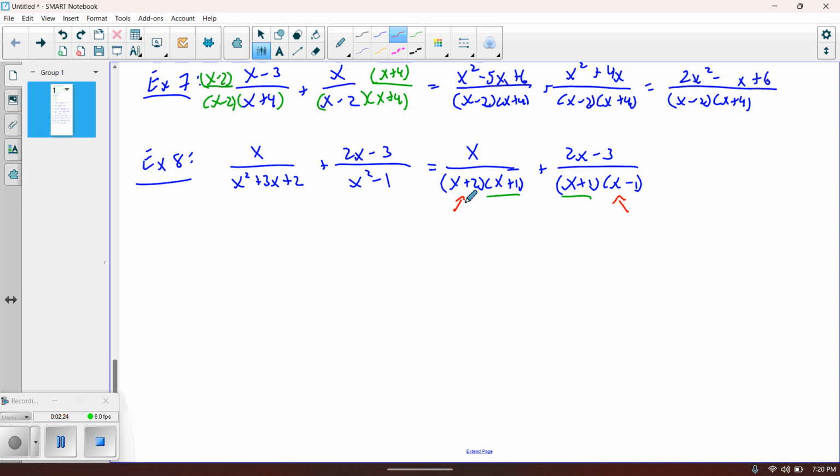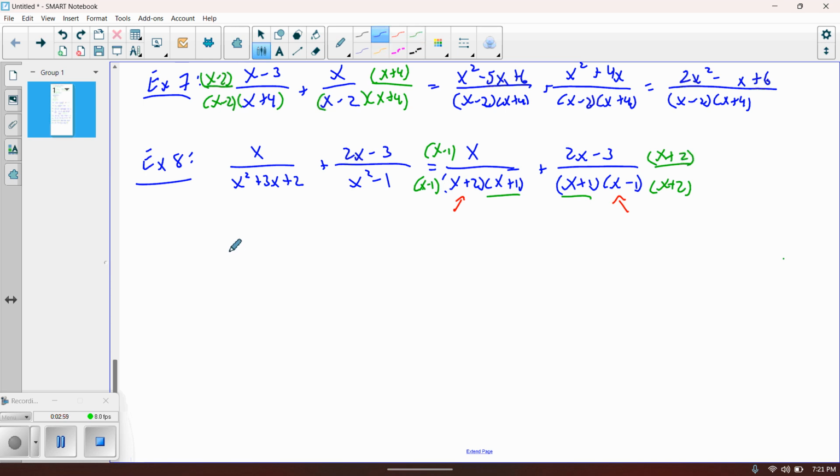So in the case here, we are missing the x plus 2 on this one. So we'll multiply the top and the bottom by x plus 2. And on the one on the left, we are missing the x minus 1, so we'll multiply the top and the bottom by x minus 1. That is an x minus 1 down there. Sorry. And now what you can see is the denominators are identical. So let's go ahead and do that.